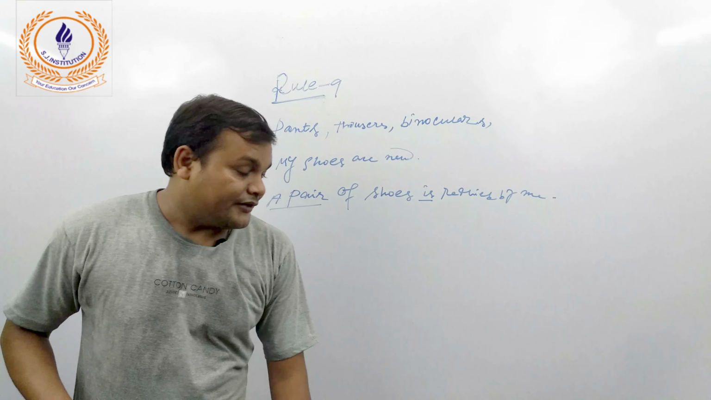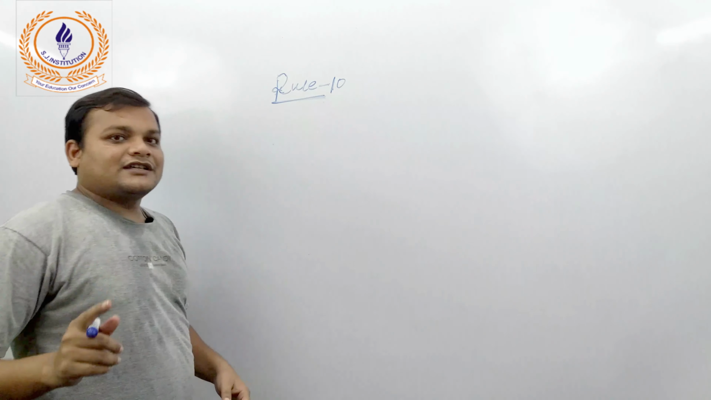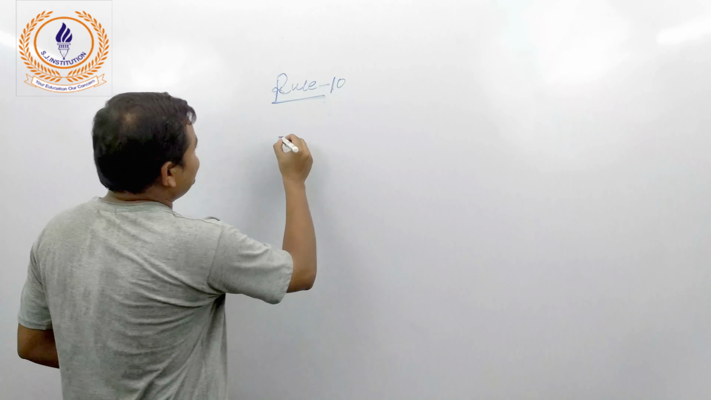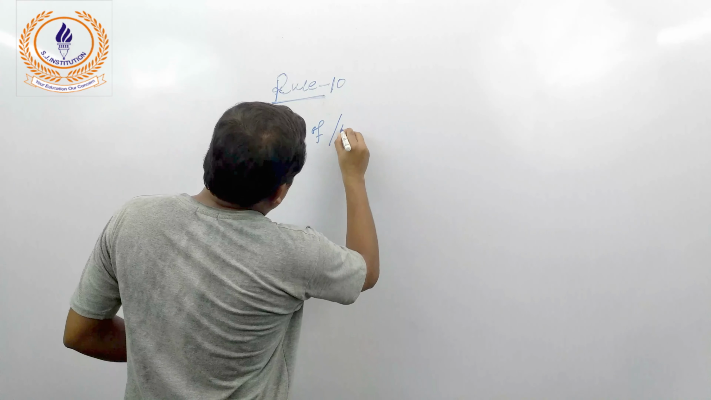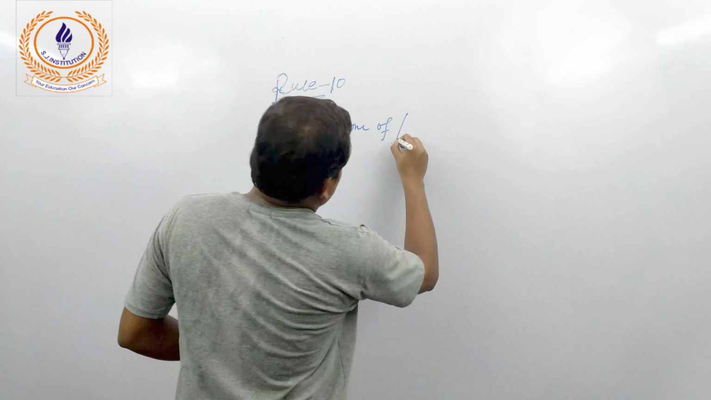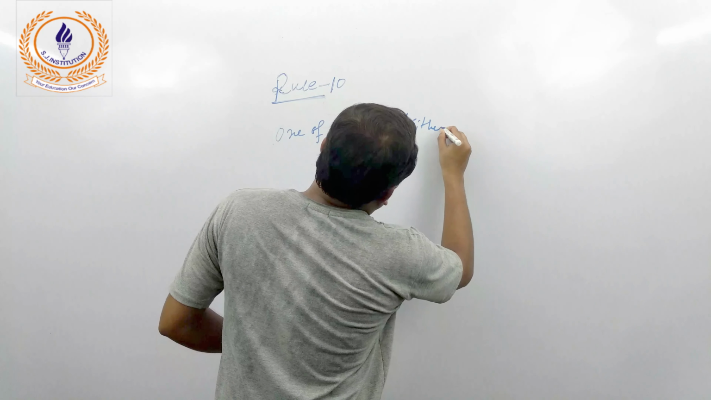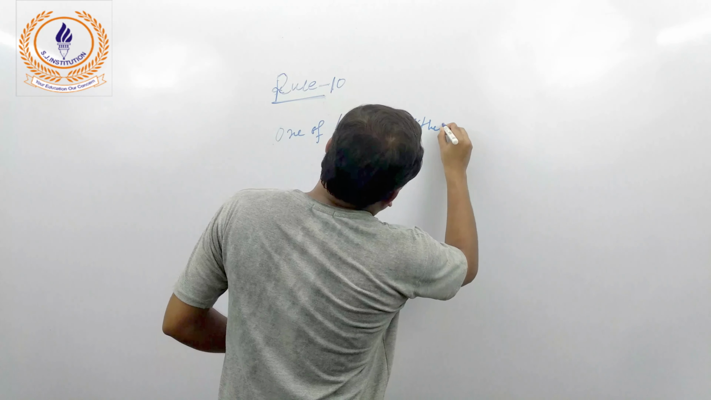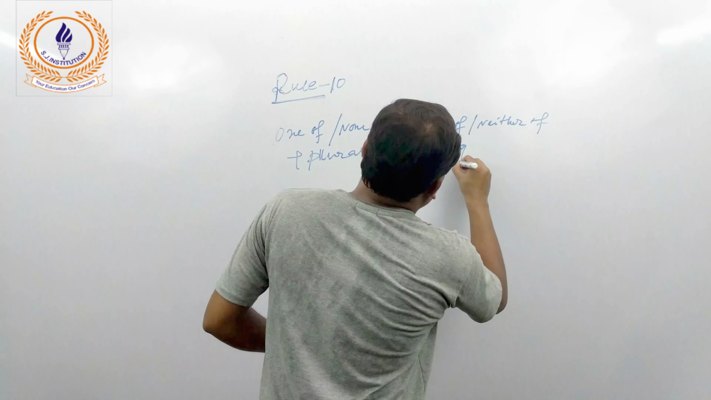Now, rule 10. Expressions like one of, either of, neither of, none of take plural nouns and singular verb after them. Note the construction. One of, none of, either of, neither of, plus plural nouns and singular verb.